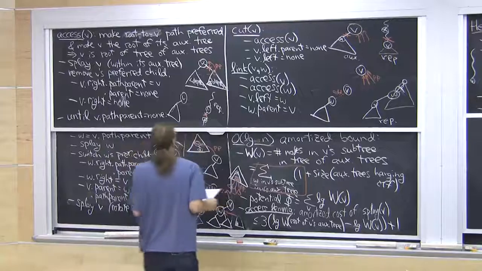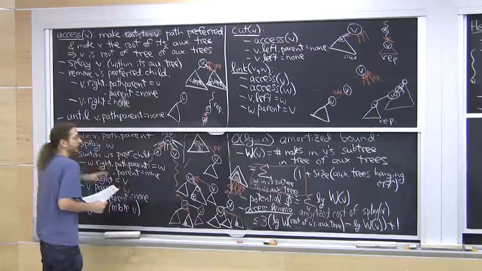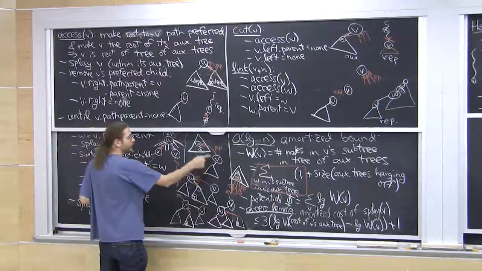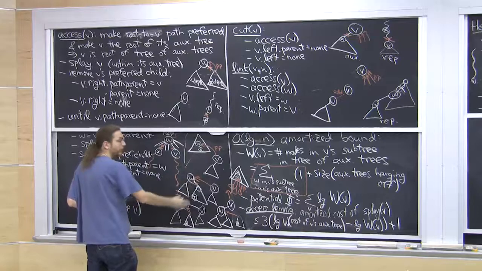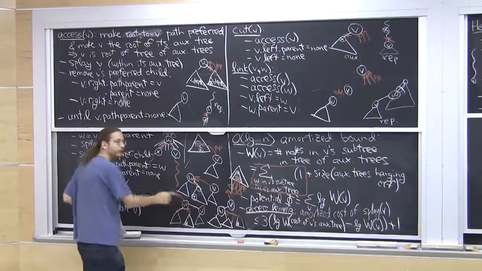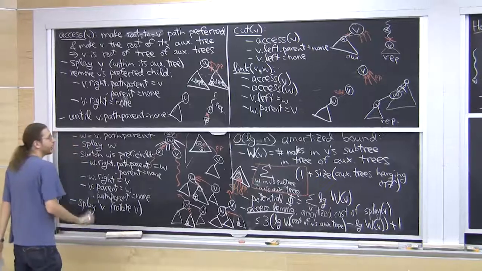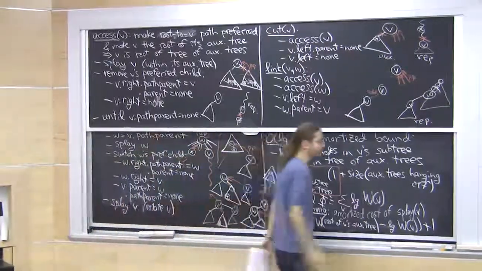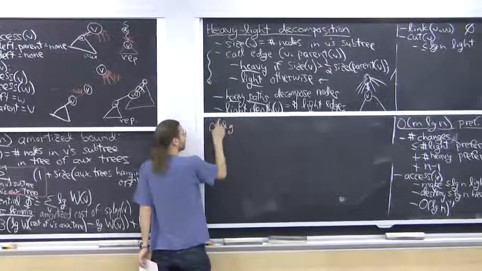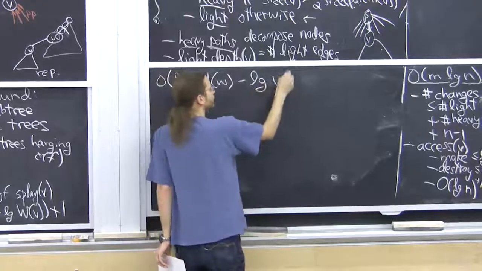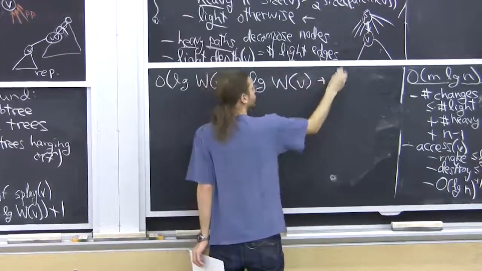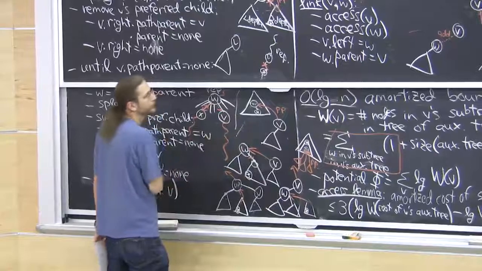If you look at what we did over here, when we splayed V, then we splayed W, then we did a little bit of manipulation, which doesn't matter in this analysis, and then we splayed V one more time. How much does that cost? According to the access lemma, it's basically going to cost you order log W of little w minus log W of V plus 1. Because, well, is it clear?